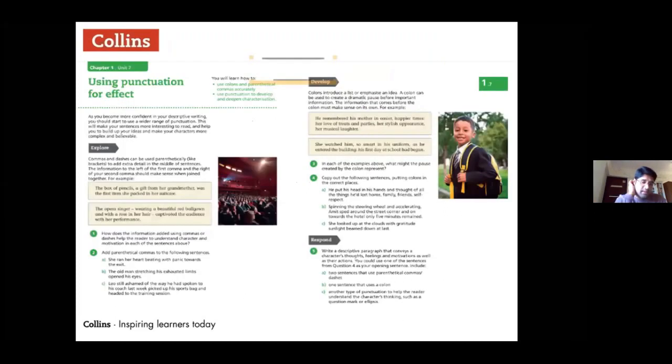This is a snapshot I've taken from the Stage 8 book of Collins. You see using punctuation for effect, how to use colons, where not to use colons, where to use commas accurately. So there are separate exercises. When you use Collins resources, you just don't need anything else.